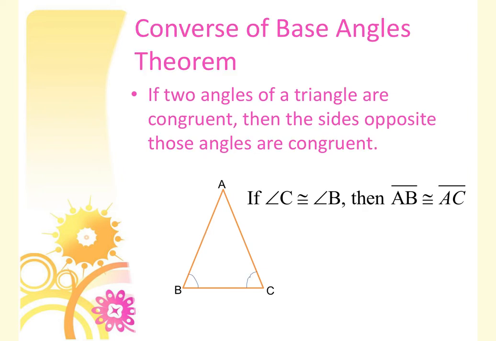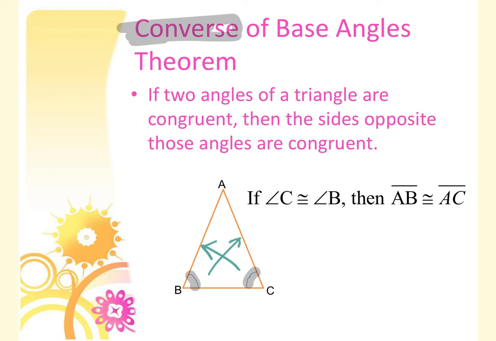The converse of the base angles theorem, and converse means switch the order. So if we switch the order, now we're saying if two angles of a triangle are congruent, then the sides opposite those angles are congruent. So now we're using the angles first. You'd be given that the two angles are congruent, and if that's the case, the sides opposite them would be congruent to each other.